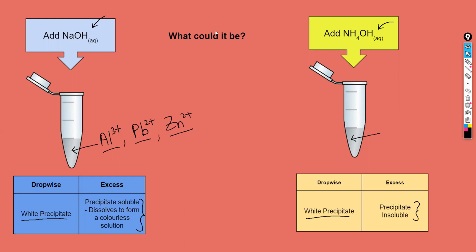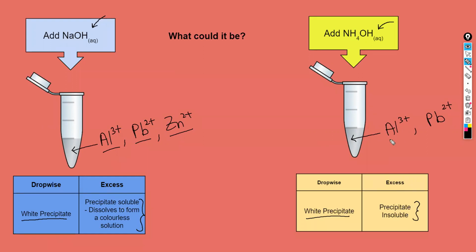All right. When you do this test, you can only narrow it down to aluminum or lead. Look at your table. You will see that white precipitate, and in excess, it's insoluble. For those who got it wrong, check it back.